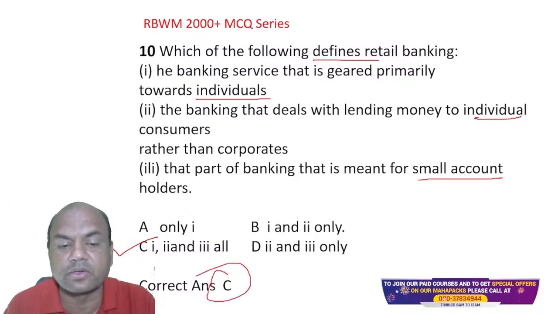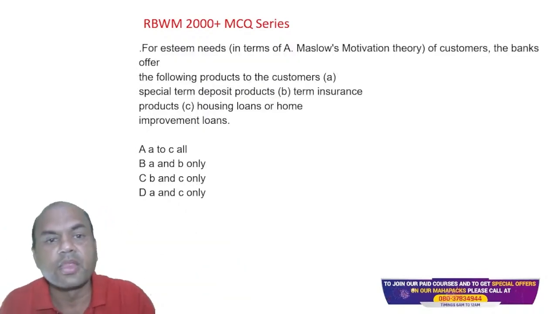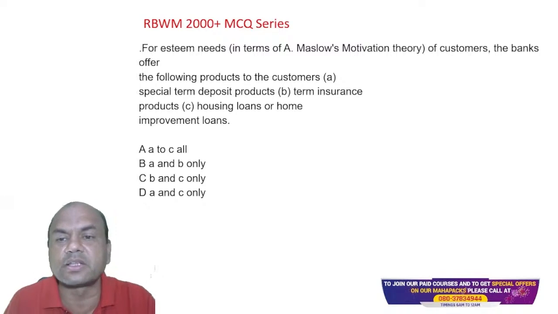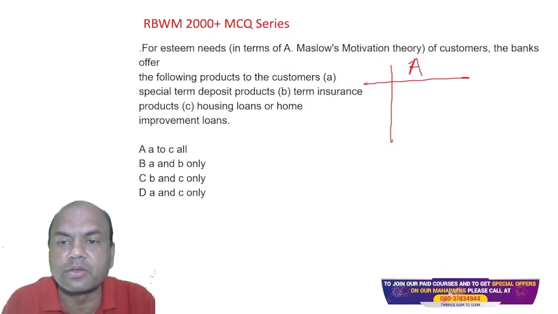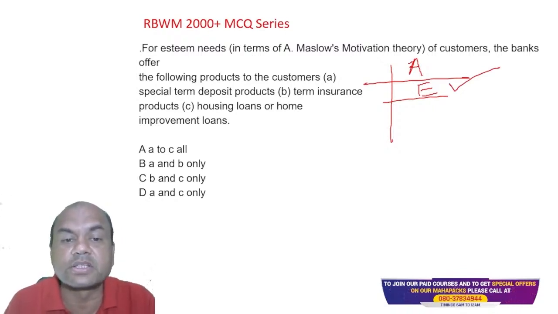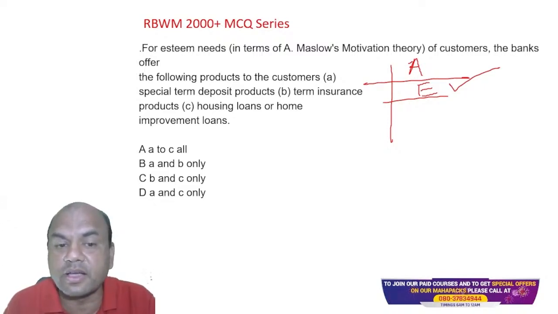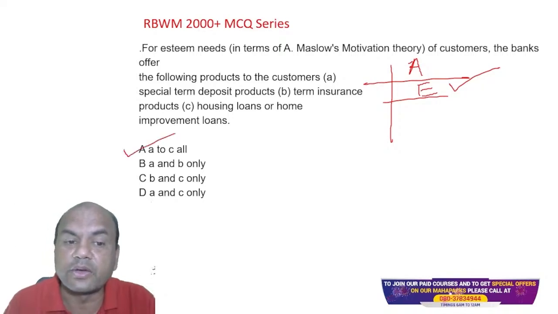I have written the answer over here. Again. For esteem needs in Maslow's hierarchy, the banks offer the following products. Esteem means rich guys. See this top one. Top one is actualization. Below that is esteem, right? For this rich guy, what do the banks offer? Special term deposit products, term insurance products, housing loans, and house improvement loans. So which of them are offered to this rich guy? A to C all, A and B only, B and C only, A and C only. So it is A to C all.